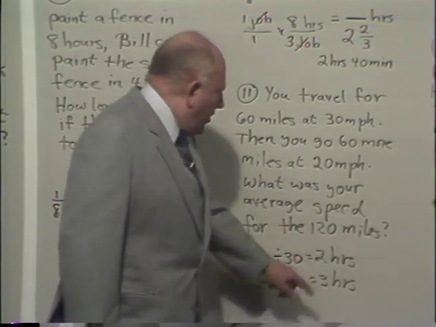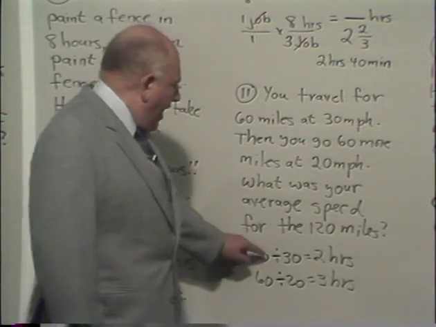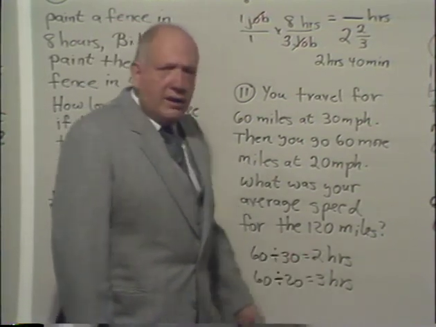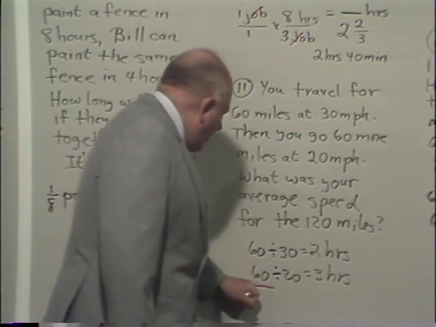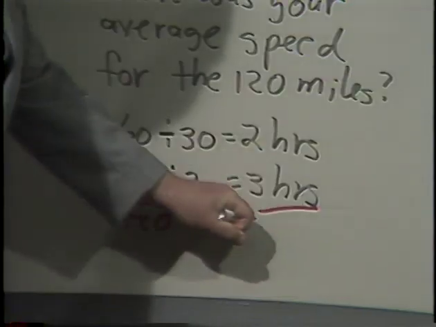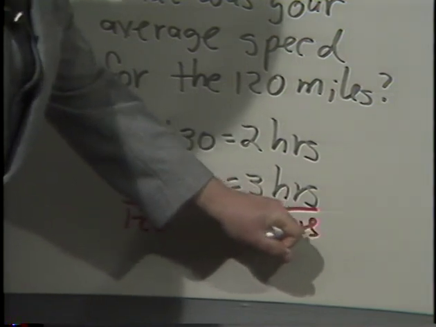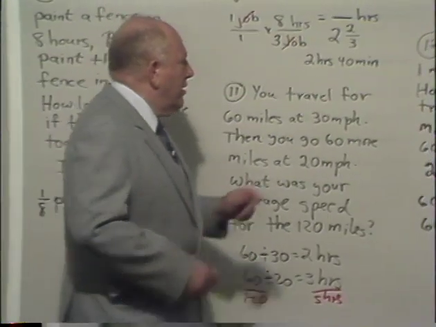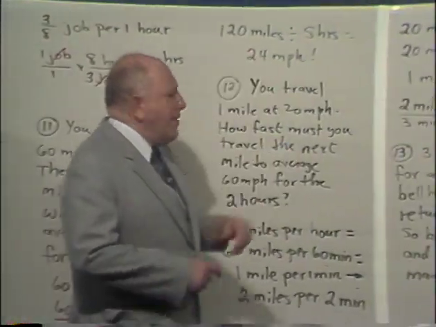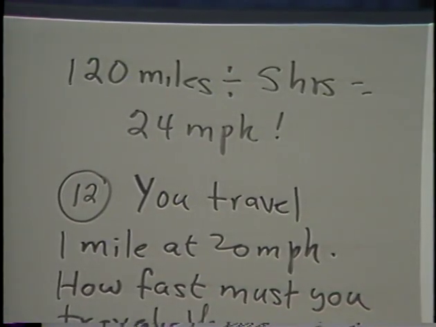So altogether for the 120 miles, you spent what? 5 hours. So let's just add this up. You went 60 and 60 is 120. 2 hours and 3 hours are 5 hours. So you went 120 miles in 5 hours. And 120 miles divided by 5 hours is not 25 miles per hour, it's 24 miles per hour.